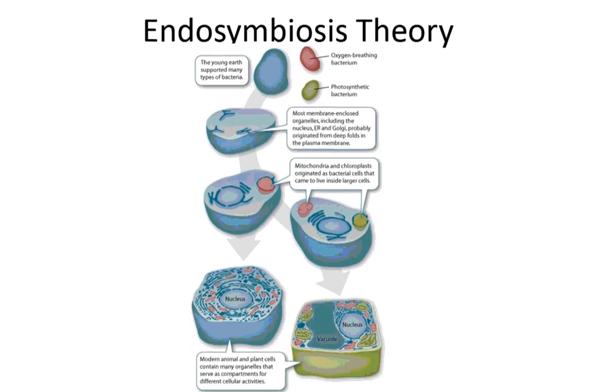And that leads us to this idea called the endosymbiosis theory. Because up to this point, we only have prokaryotic organisms. These organisms don't have nuclei, they don't have any other organelles, very simple organisms. But this endosymbiosis theory explains how it is possible that eukaryotic organisms came about. And so, I actually like to draw this.